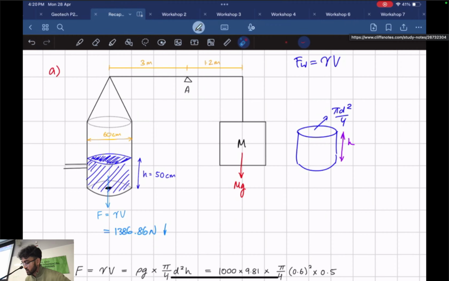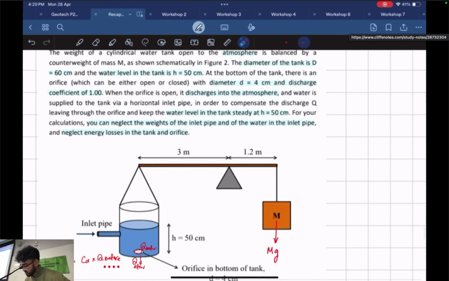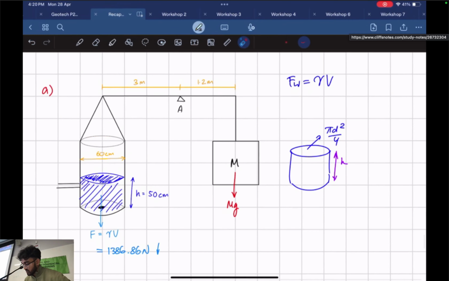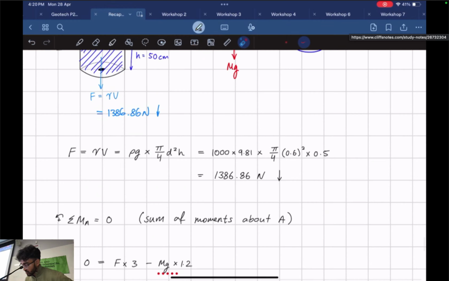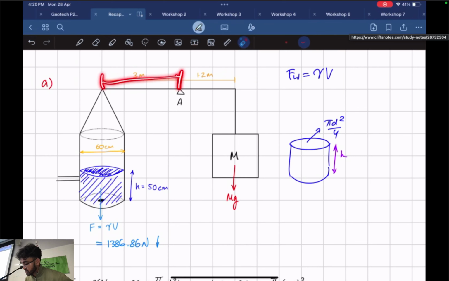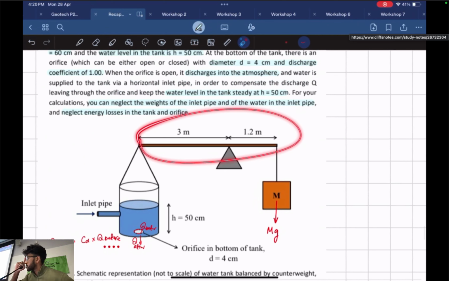It's not really a joint, sorry. It's more of a triangle. About this point, let's call it A. I don't know what it's called. So taking sum of moments, we know the lever arm from here to here is 3 meters, and from here to here is 1.2 meters. They've given this in the question as well.